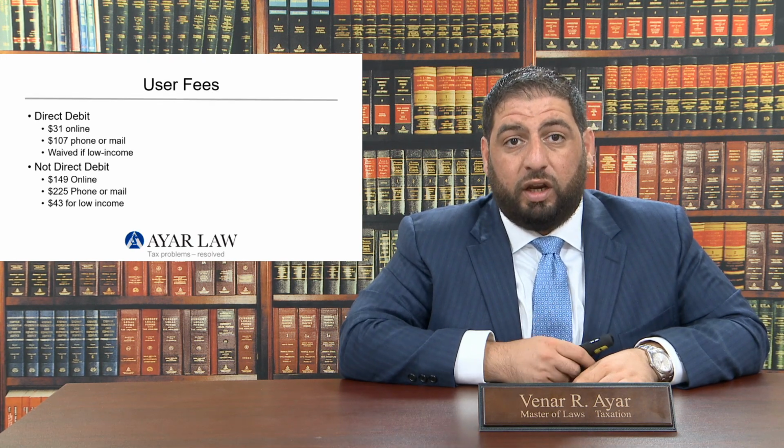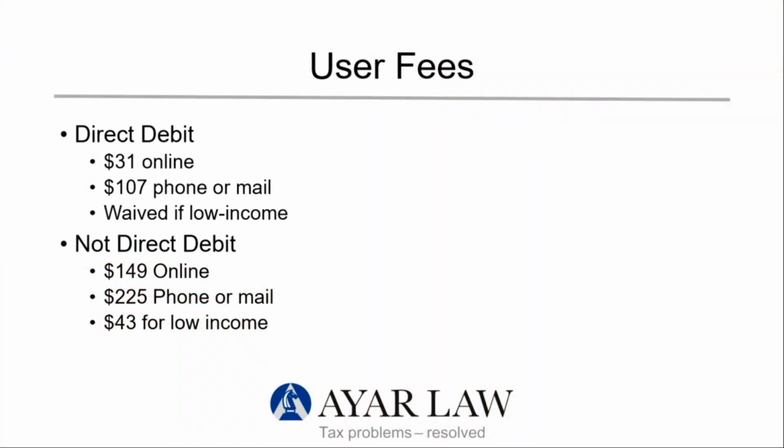There is a fee for getting an installment agreement. It's not free. There are user fees. If you're doing a direct debit installment agreement, it costs $31. They take that out of your first payment. If you set it up online, $107 if you do it by phone or by mail. And they waive the user fee if you're low income.